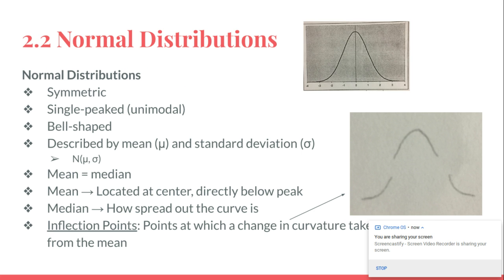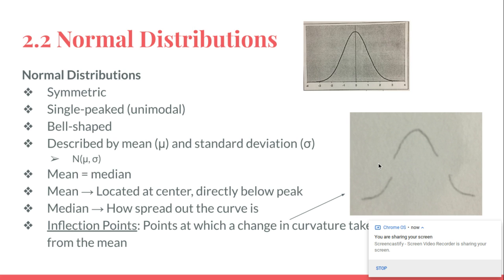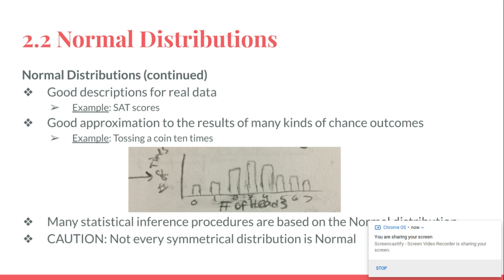Some characteristics of normal distributions are that they're all symmetric, they are single-peaked or unimodal, they're bell-shaped, and they're described by the mean and standard deviation, so you'd write N, then mu, and then the standard deviation value. The mean equals the median, and the mean is located at the center directly below the peak. The standard deviation is how spread out the curve is, and inflection points are the points at which a change in curvature takes place, which is seen right here.